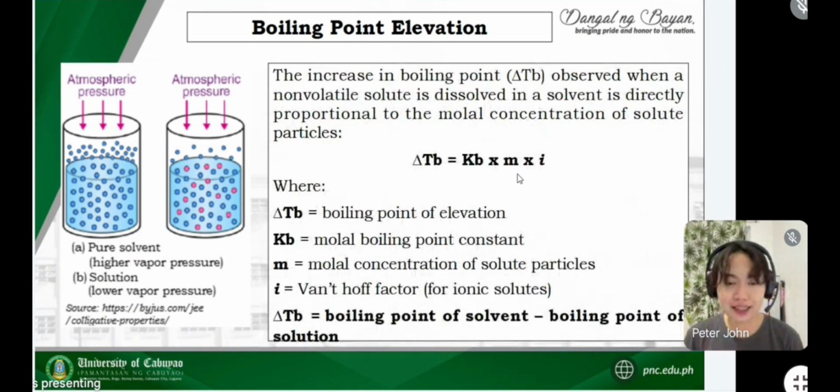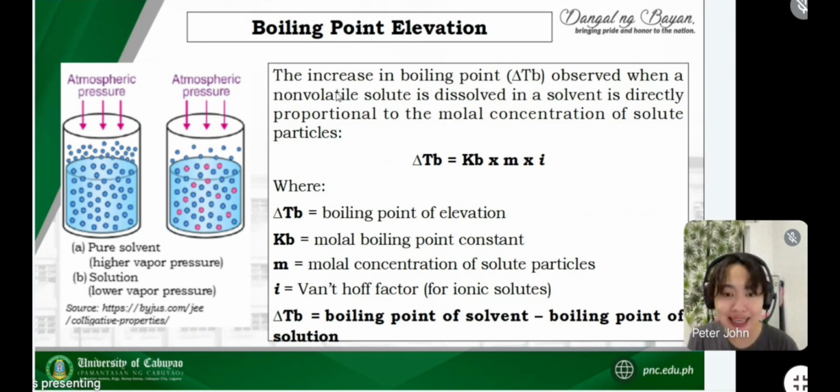The increase in boiling point observed when a non-volatile solute is dissolved in a solvent is directly proportional to the molal concentration of solute particles. So, here is the formula. Sinilay po dito sa problem ang term na non-volatile. So, ibig sabihin, in this case, mas lalong tumataas yung boiling point ng mismong substance when the solute that we added is non-volatile.